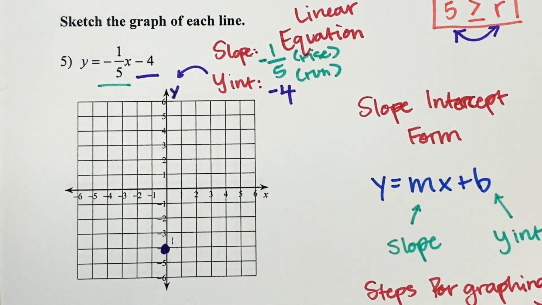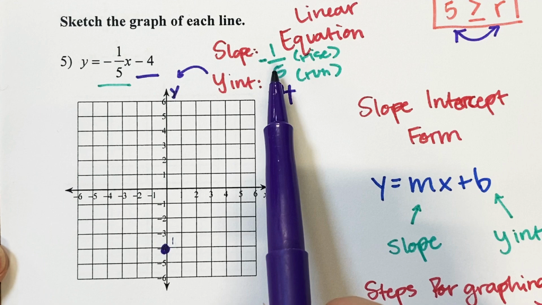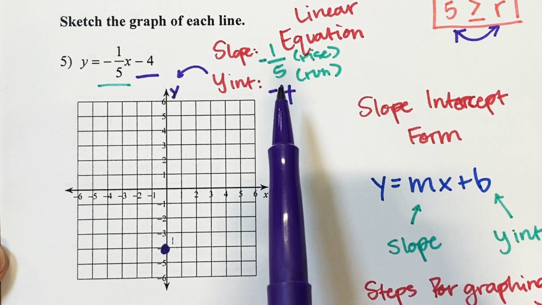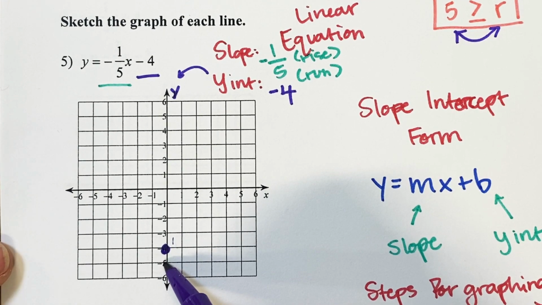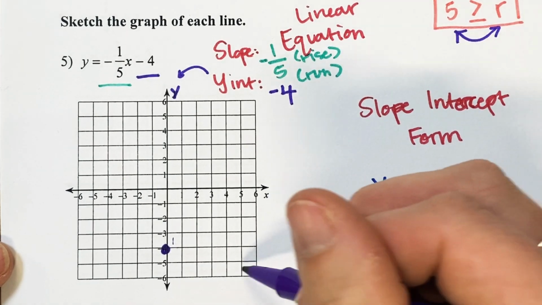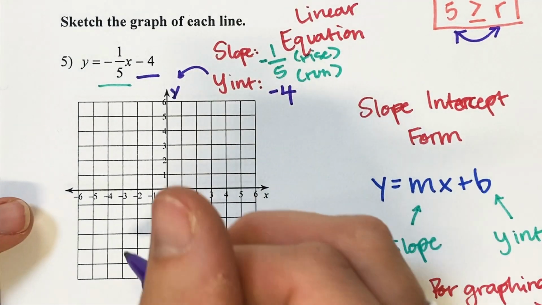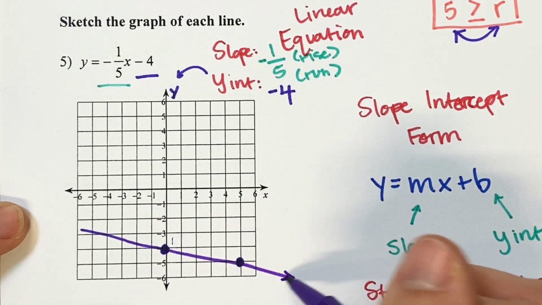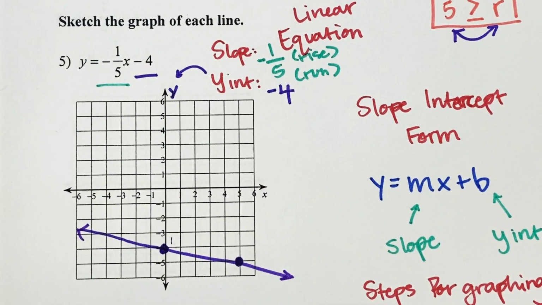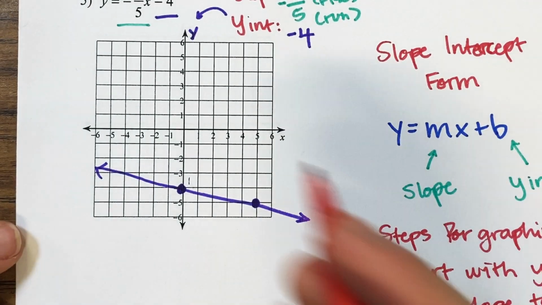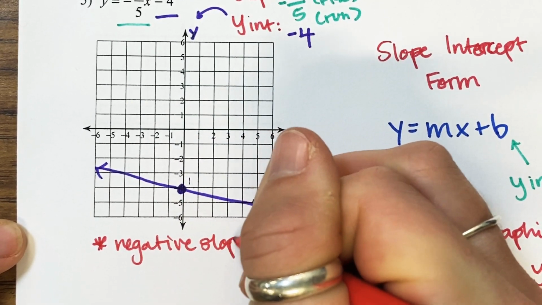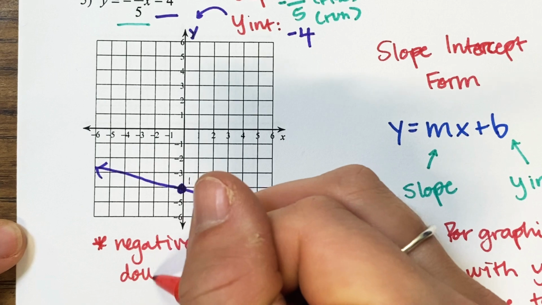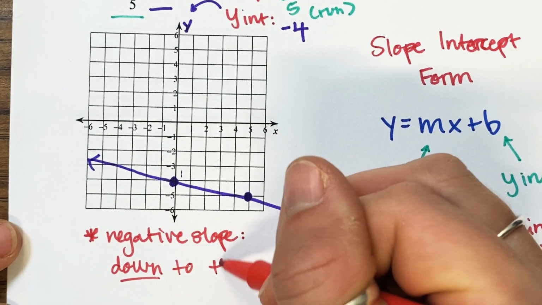Okay, so now we are going to use our slope to count to our next point. My slope is -1/5. So down 1 and over 5. From your starting point, go down 1 and then over 5. 1, 2, 3, 4, 5. Okay, connect those 2 points with a straight line and you are done. But notice since our slope was negative, the line will go down to the right.